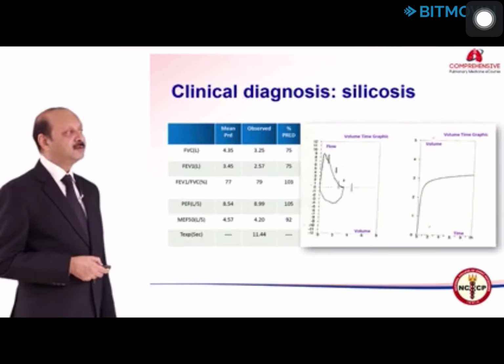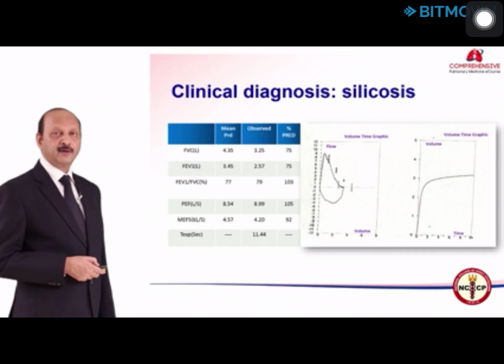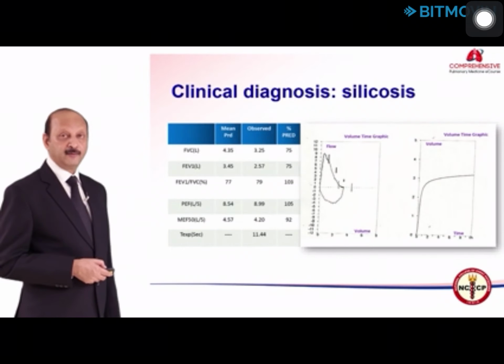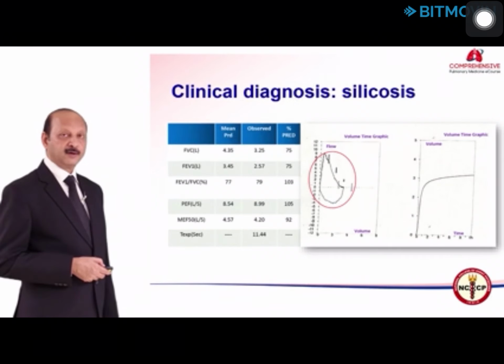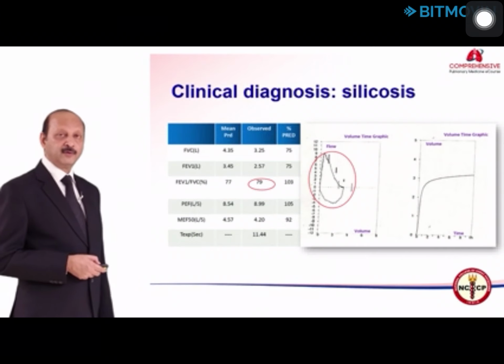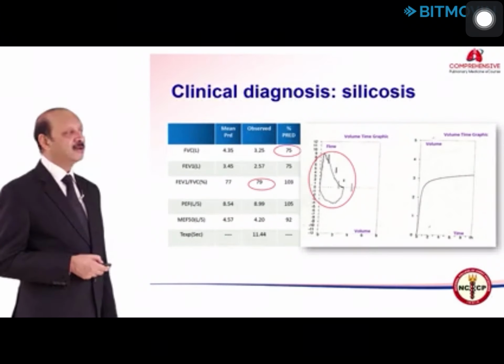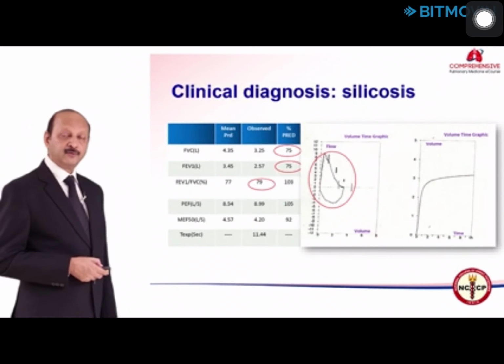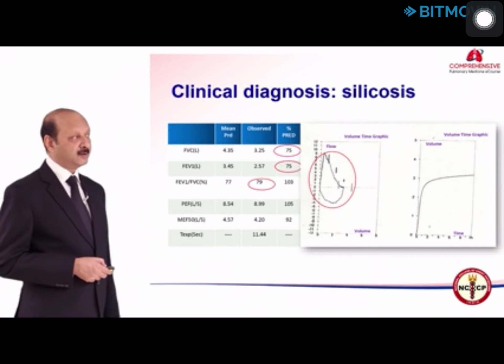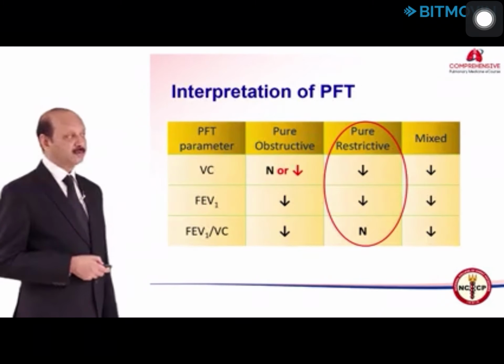Now, in this example, this was a case of silicosis, referred to the laboratory for lung functions. Again, do not jump at the values, look at the curve. Curve is acceptable. Next step is to look at the FEV1 by FVC ratio, that is normal. Look at the FVC, it is reduced, just 75% of predicted normal. FEV1 again 75% of predicted normal, reduced. So, here we are finding FVC reduced, FEV1 reduced, and the ratio normal. So, this will be a pure restrictive lung disorder.